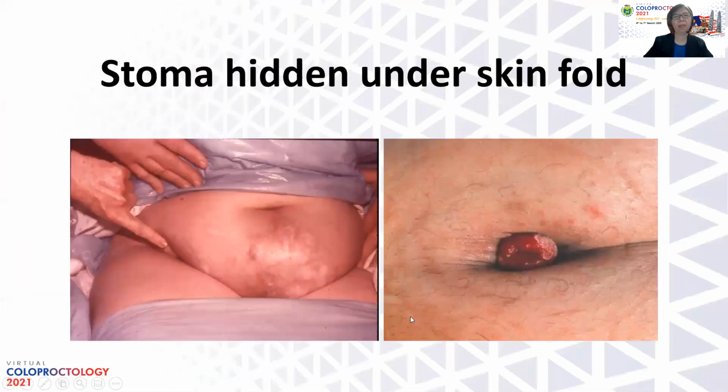So with the indications, you know, all these cases are not easy to manage, more so if the patient has a deep skin fold, just like this patient here. When they sit up, you can't even see. So convexity, again, will be very useful for the stoma that is in a deep skin fold.